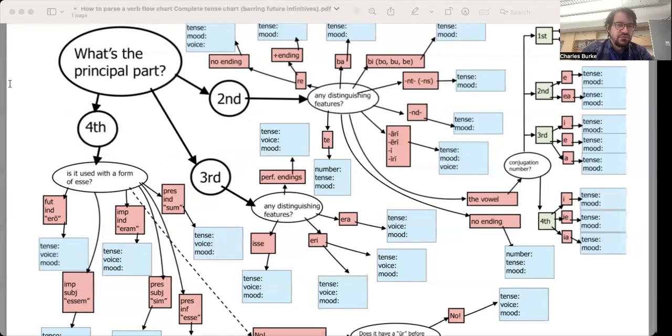So with that in mind, there is one exception, which is the fourth principal part with an down there, but we're going to get there later. With that in mind, let's start. So second principal part, are there any distinguishing features? The first thing is, does it have an RE? Because if it has an RE, then what it probably is is an infinitive. And what we can actually say is that it is a present active infinitive specifically.